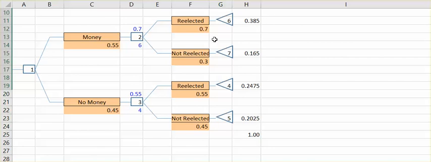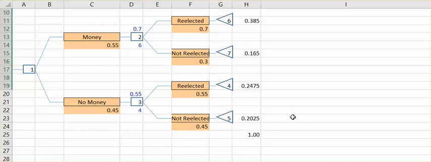And of course, these are all possible outcomes. Let me point that out. From the tree diagram, we can isolate all possible outcomes. Money, re-elected, money, not re-elected, no money, re-elected, no money, not being elected. So therefore, these are the only possible outcomes, and the probabilities must sum to 1.